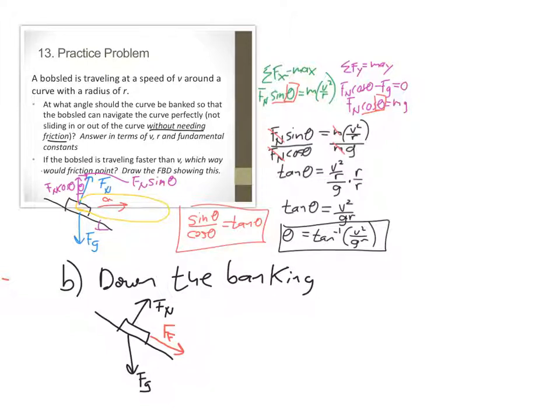If it was going slower, the bobsled in this case would actually be in danger of sliding down the banking, if we were going slower than v without friction. So in that case, friction would act up. What we did in the first part was find that perfect angle, which is a useful thing to do because in reality, you're obviously not always going to be going at that exact same speed, but friction down the incline or up the incline gives you that little bit of wiggle room to travel a little faster or a little slower than that perfect speed.